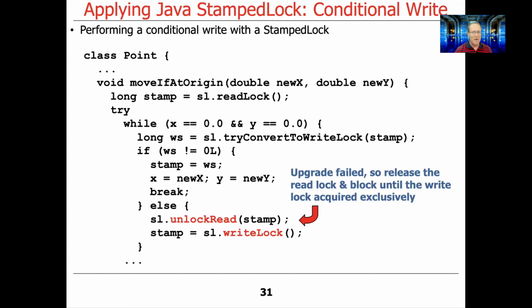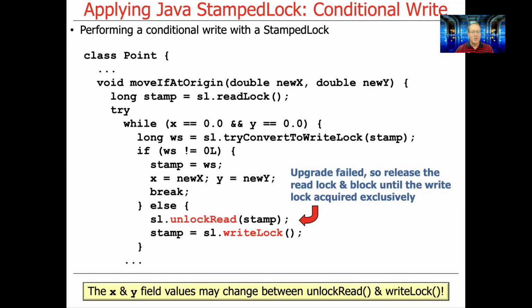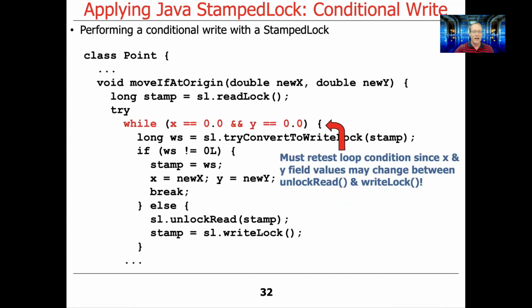Otherwise, we were not able to atomically convert the read lock to a write lock. So what we do here is we unlock the read lock, and then we block acquiring the write lock. So that will block until we've got the write lock. So the X and Y values may change between the unlock of the read lock and the acquiring of the write lock, and therefore we're going to have to loop back around again and retest the condition. And that's why we do this in a loop, and that's why it only loops at most twice. And that's because the second time around, we've got a write lock.